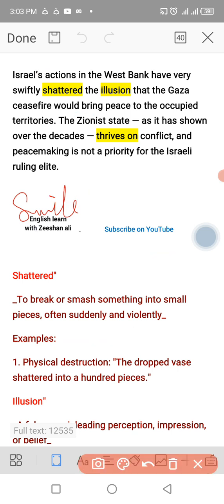The next paragraph: Israel's actions in the West Bank have swiftly shattered the illusion that the Gaza ceasefire would bring peace to the occupied territories. The Zionist state, as it has shown over the decades, thrives on conflict, and peacemaking is not a priority for Israel's ruling elites. The important words are: shattered, illusion, and thrives on.